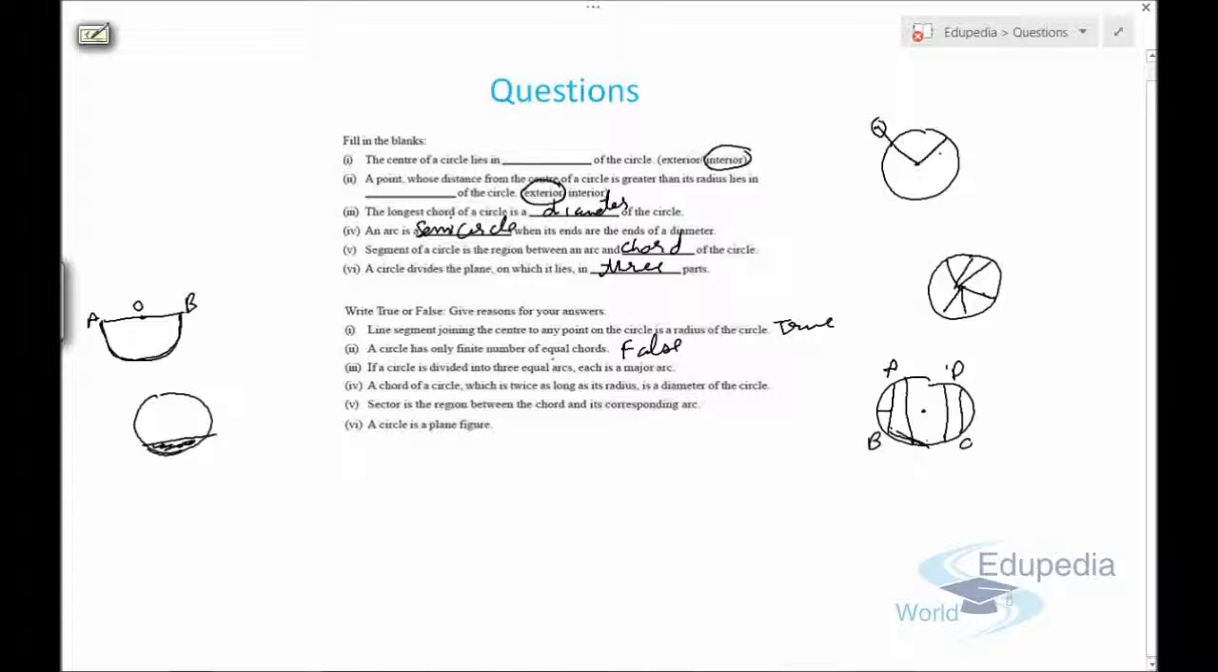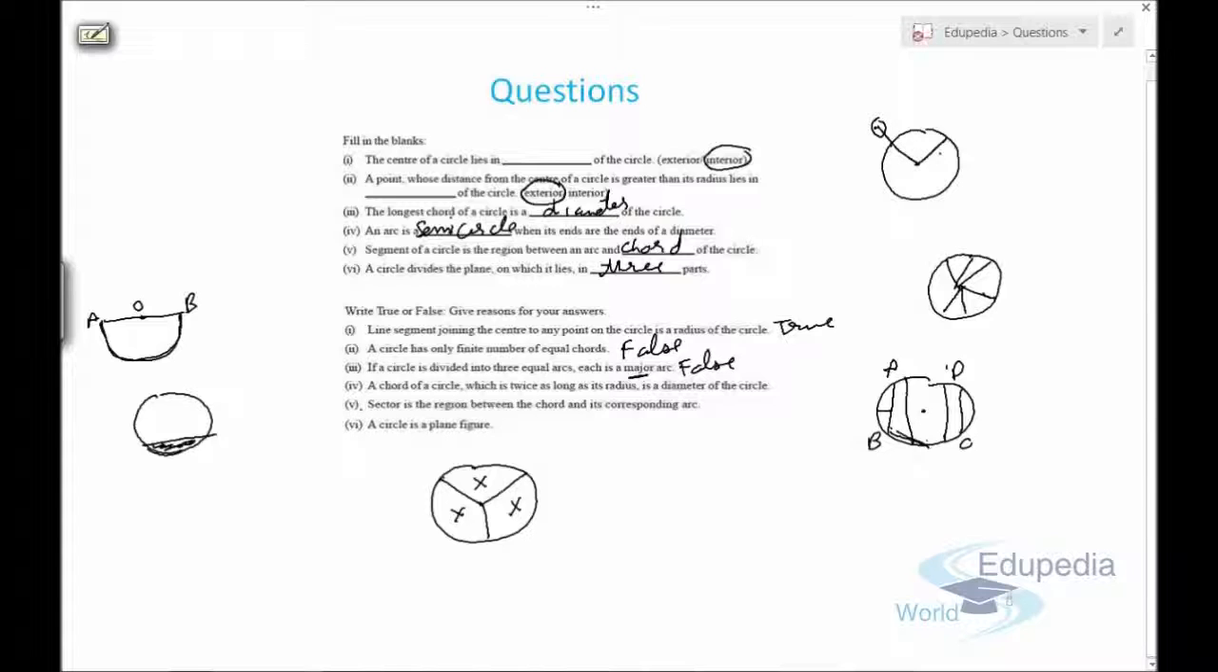Now the next question is, if a circle is divided into 3 equal arcs, each is a major arc. So let's say if this is a circle, and let's say this is a point. Now if I divide this into 3 equal parts like this, so this part and this part, each part is equal, so each is not a major arc, so we should say each is an equal arc. So that's why this is a false statement.